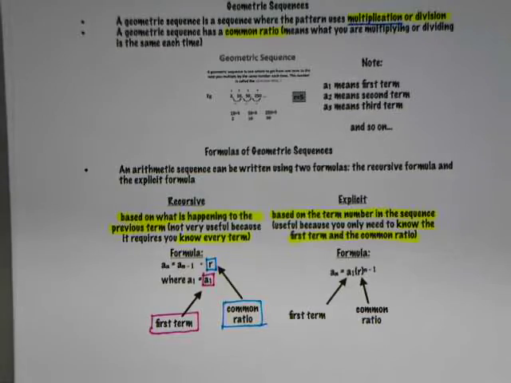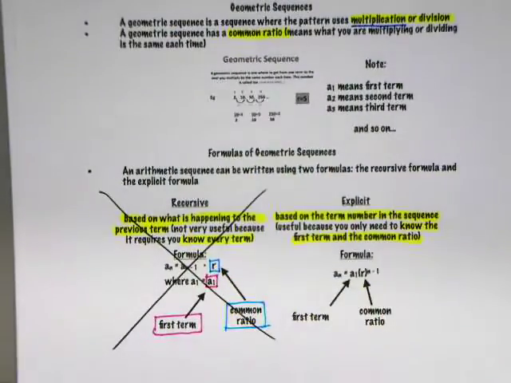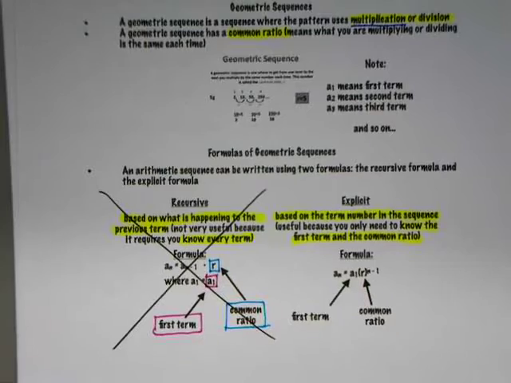But remember, this one, I'm still going to cross it out, and you can still see what it says, because we don't like to use this one. We like to use the explicit one, but you should still know how to write the recursive for the homework. But on the test, you won't be asked to, okay?